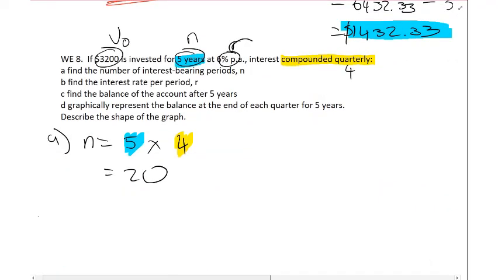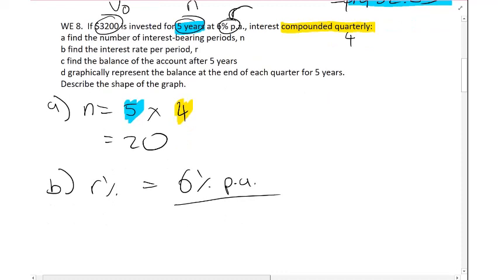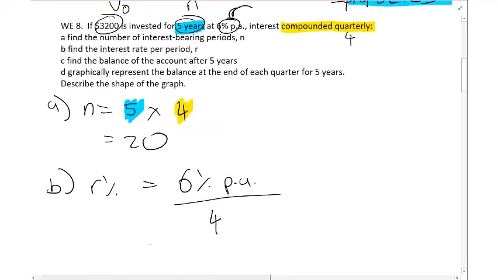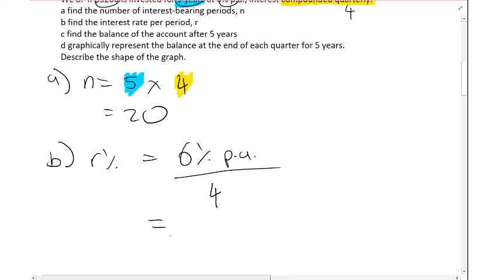Okay, so for part B, my R percent per period is going to be 6% per annum, divided by the number of interest periods per year, which was 4, and that's going to equal 1.5 percent per quarter. So basically R is equal to 1.5.